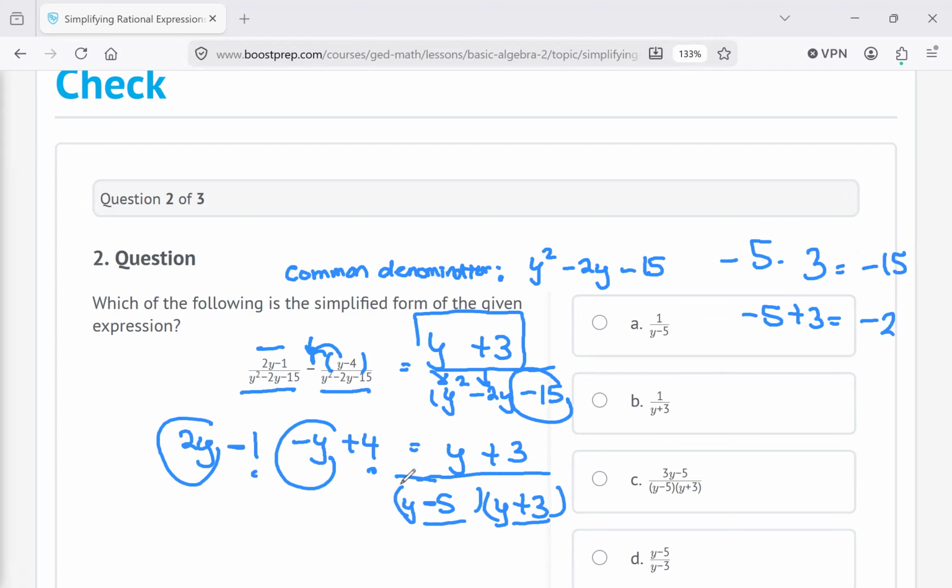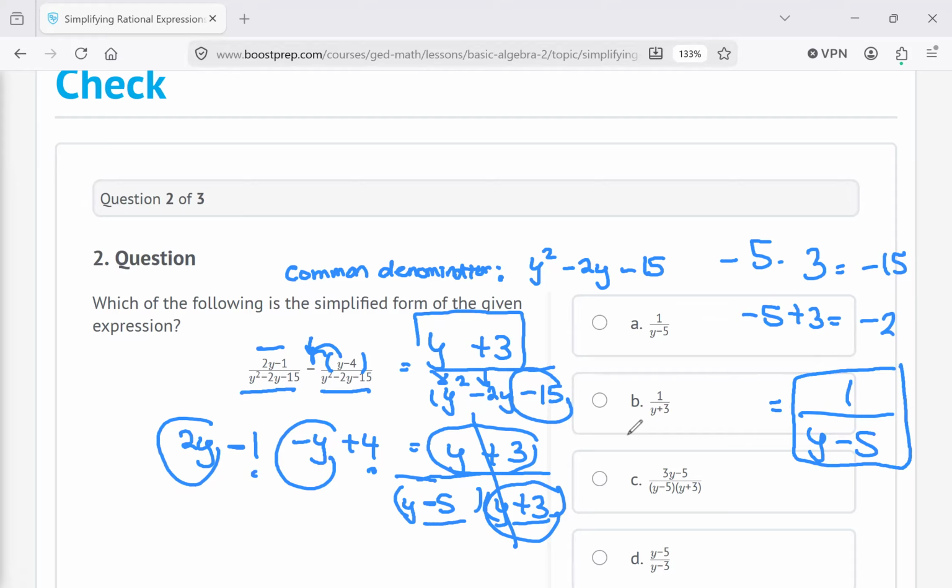Okay. So now the fun part, do you see anything that cancels or anything that's the same on top and bottom? Yes, I see a y plus 3 on the top and a y plus 3 on the bottom, so they cancel. So now you're left with 1 on the top and y minus 5 on the bottom. So it looks like A, right? 1 over y minus 5. Yes, it's definitely A.